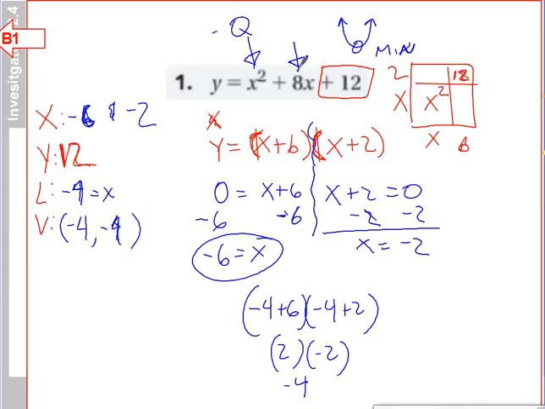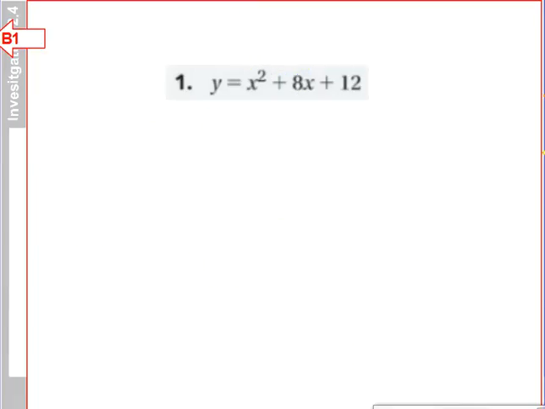And this is called the linear term, because if you were to graph this by itself, you get a line. And this is the constant, because the constant doesn't change. Sorry, 8 is the coefficient of the linear term. This is the constant. All right, so let's take a look at B2, if my computer doesn't freeze.